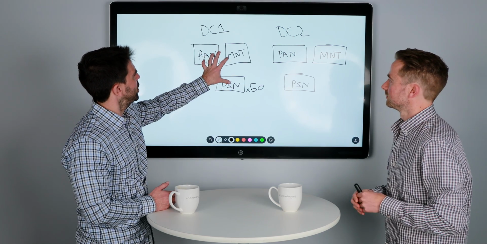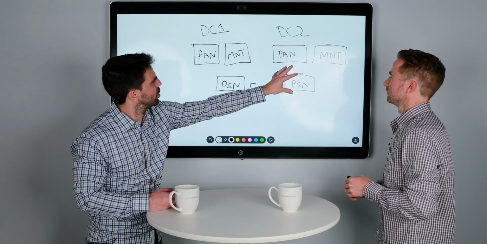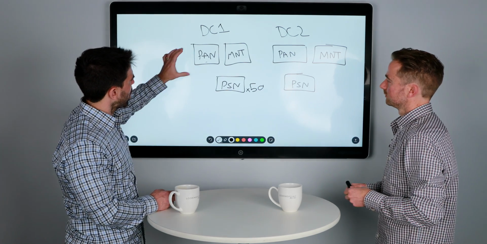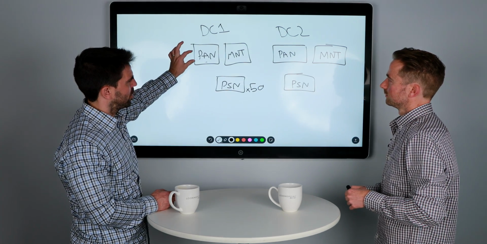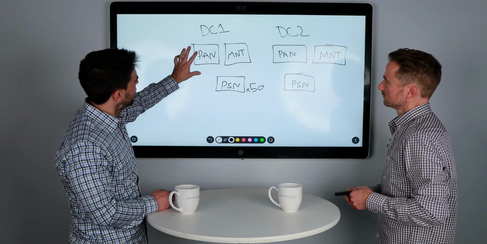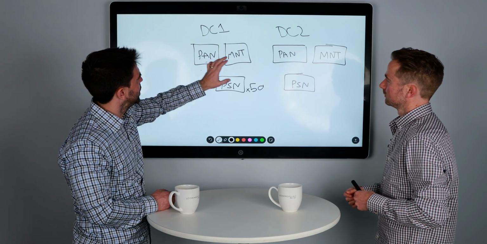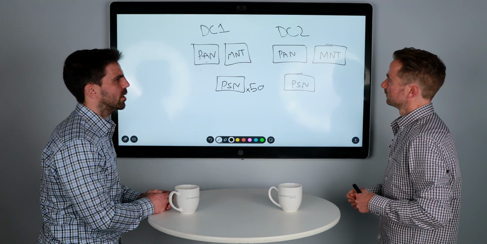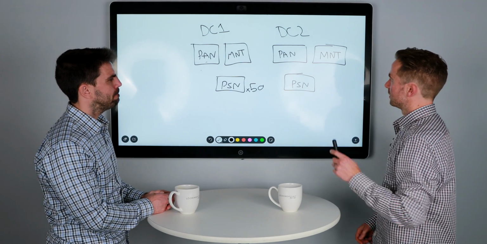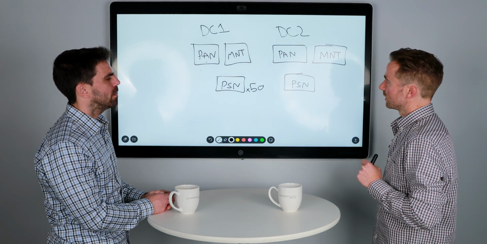Some questions. So these three nodes are in data center one. These three are in data center two. Primary management is through this PAN node. Now, if this PAN node fails, is it a different IP address to access that one? Yeah, so all of these components in the environment have their own IP addresses.